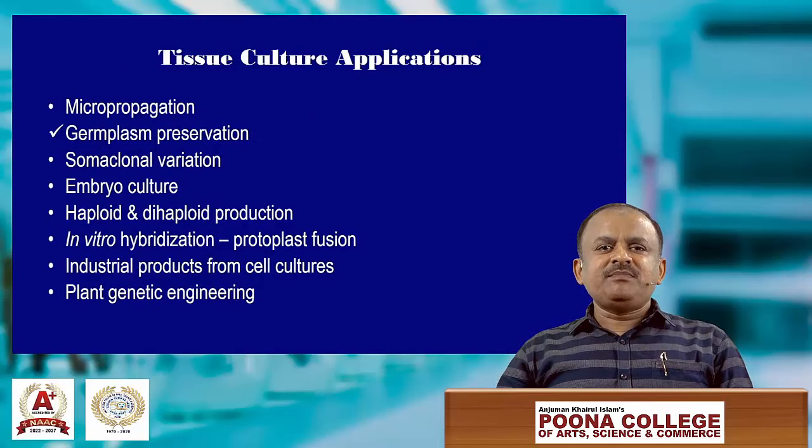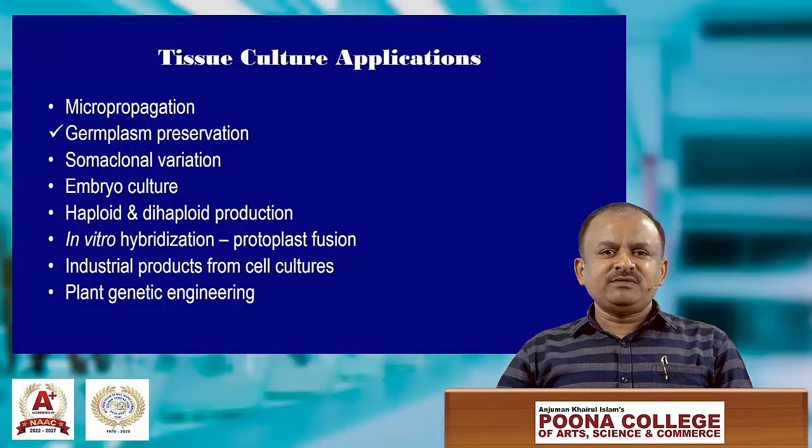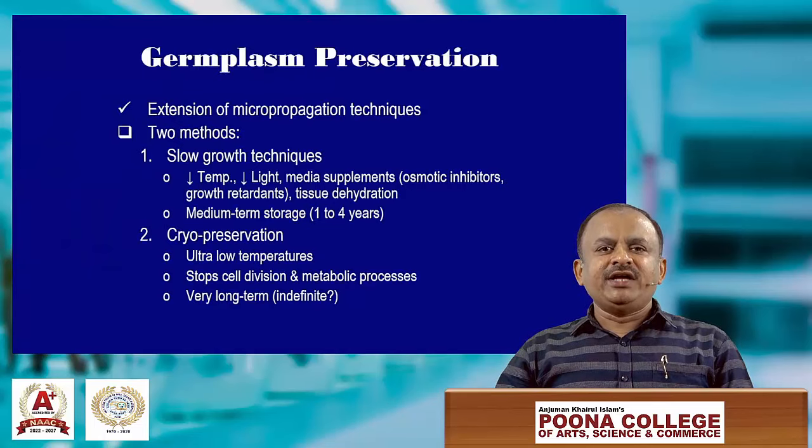So these are the key points of tissue culture applications. First one is micropropagation. Then second, germplasm preservation. Then somaclonal variation, then embryo culture, haploid and diploid production, in vitro hybridization, then protoplast fusion, industrial products from cell cultures, and we can use these plant tissue culture techniques in plant genetic engineering.